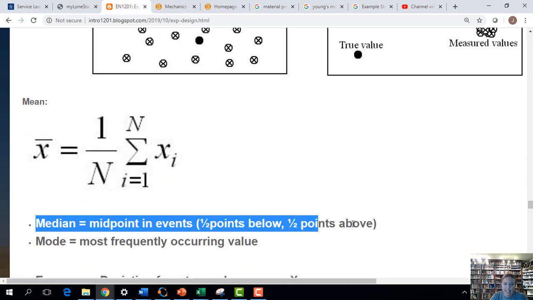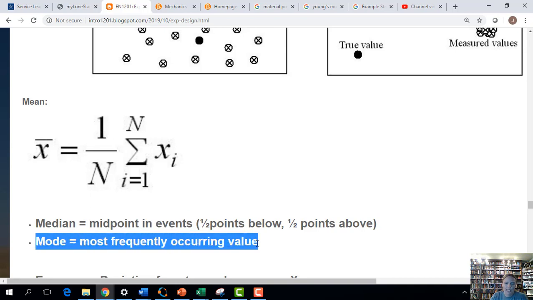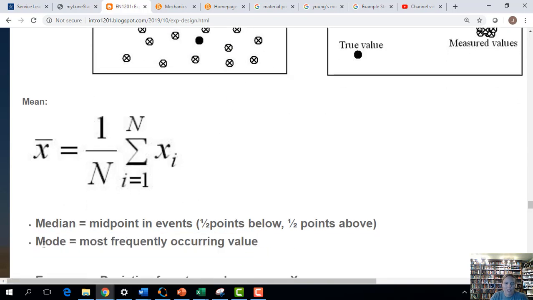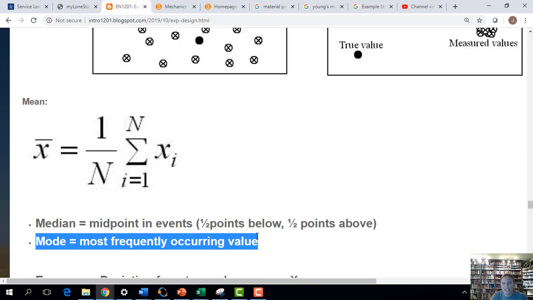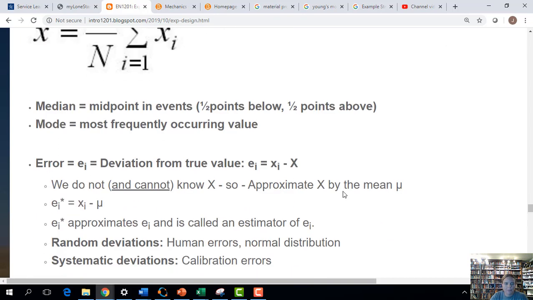The median: if you sort the values from smallest to largest and find the very midpoint, that would be the median. And the mode: let's say I take 100 data points and 30 of them fall on exactly the same value. That would be the mode, and you'd see that when you're using histograms. Okay, so mean, median, mode. We'll use the mean here, and it's represented with a symbol with a bar on top, which is usually what you use for averages.